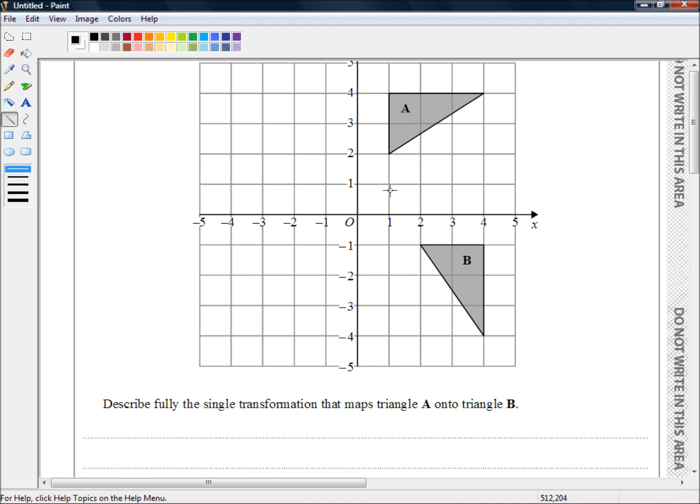It's not a reflection, because all the points would have to be the same distance away from the reflecting surface. So if it was a reflection, this point here that's 2 up from the x-axis would have to be 2 down from the x-axis if the x-axis was the reflecting surface. But I can't think of any orientation you could put a mirror that would make this look like this. That leaves us with rotation. So this is a rotation. The first thing we do is write down rotation.